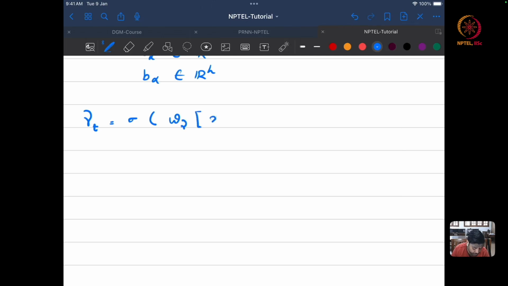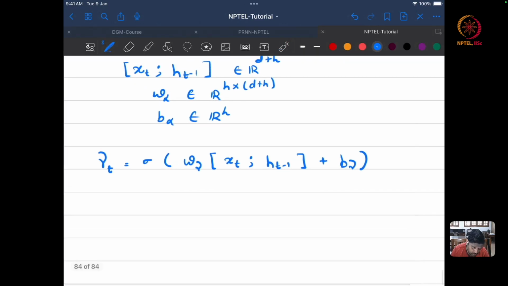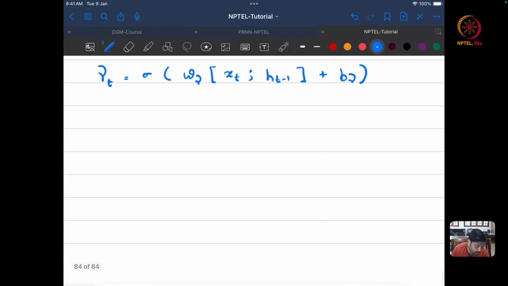Now x_t, h_(t-1), plus b of that. Again, this has to match, because you have to take the Hadamard product with the state. So this and this will be of the same dimension.